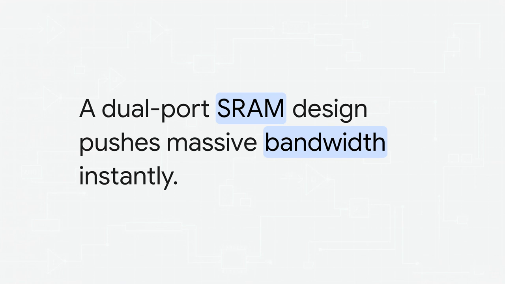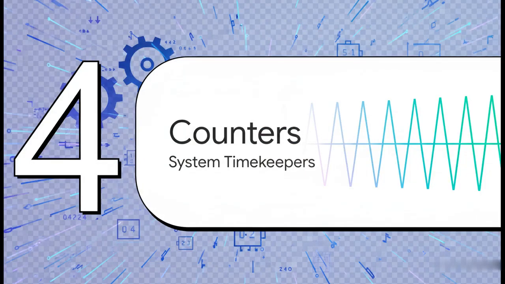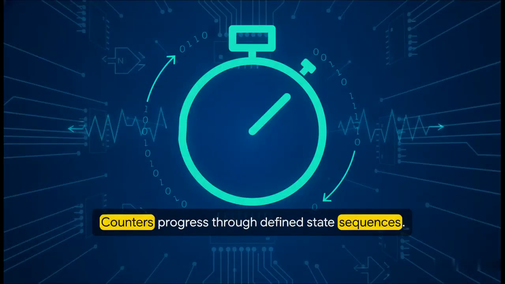That right there is the secret sauce allowing your CPU to execute instructions so amazingly fast. Let's shift gears to Section 4, Counters, the system timekeepers. Okay, so we're moving from the storage side of the equation over to the time side.